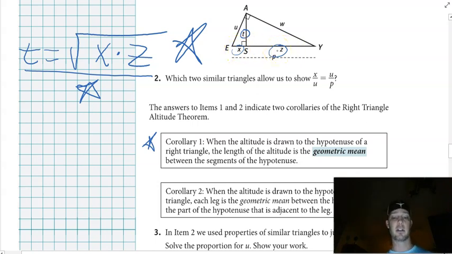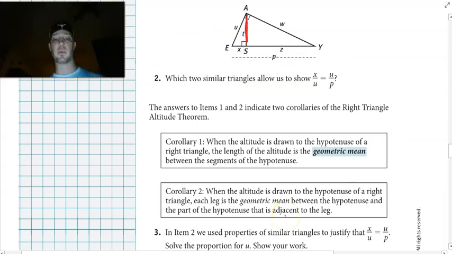There is another one, corollary 2. When the altitude is drawn to the hypotenuse, so this red line I have up there, of a right triangle, each leg is the geometric mean. So let's look at this long leg. W is going to be the geometric mean of something between the whole hypotenuse of the big triangle, and the part of the hypotenuse that's adjacent to the leg. So only the part of the hypotenuse that's adjacent to this leg up here, so z.